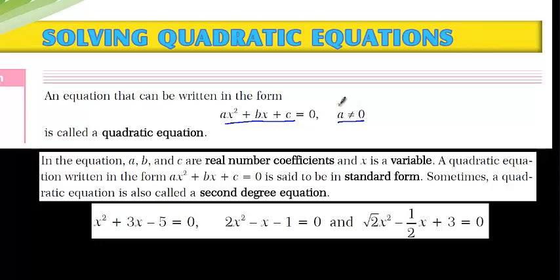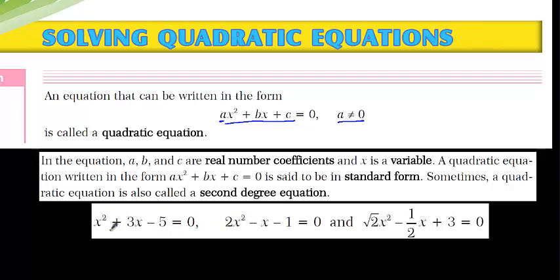So for the quadratic equation, one of the most important rules is that a, the first value, which is the coefficient of x squared, cannot be equal to 0. The others may be 0. 0 times x, 0, it can be. But a cannot be equal to 0. And when it is written ax squared plus bx plus c is equal to 0, this is called standard form. And it's also called, as written here, a second degree equation.